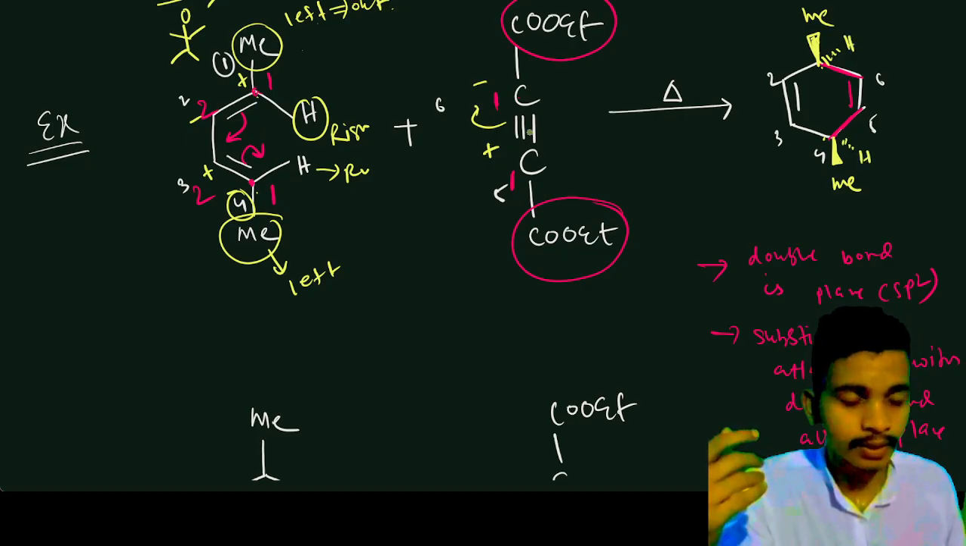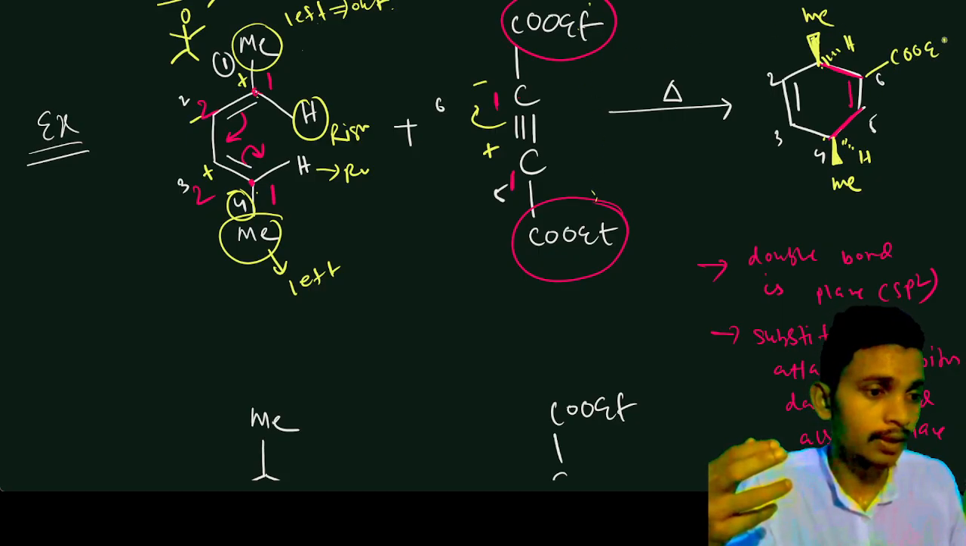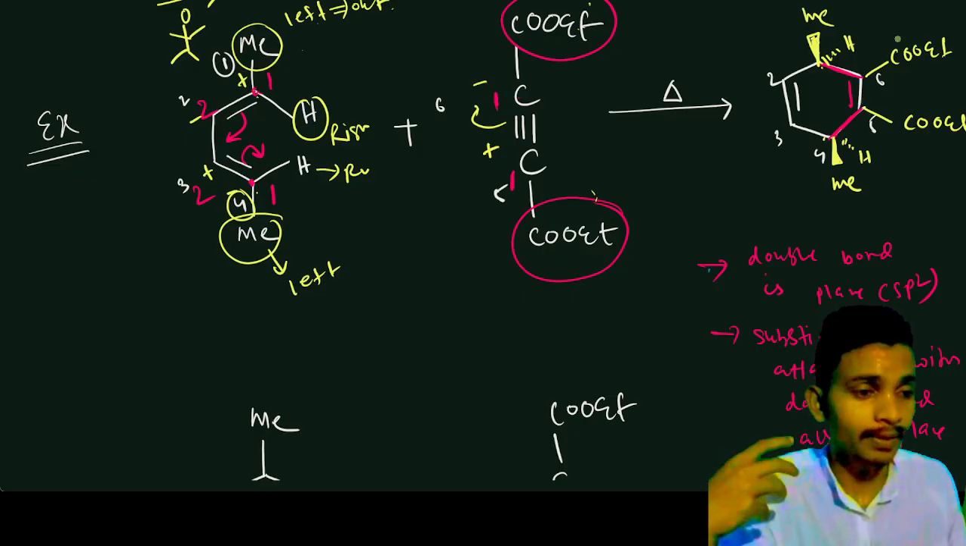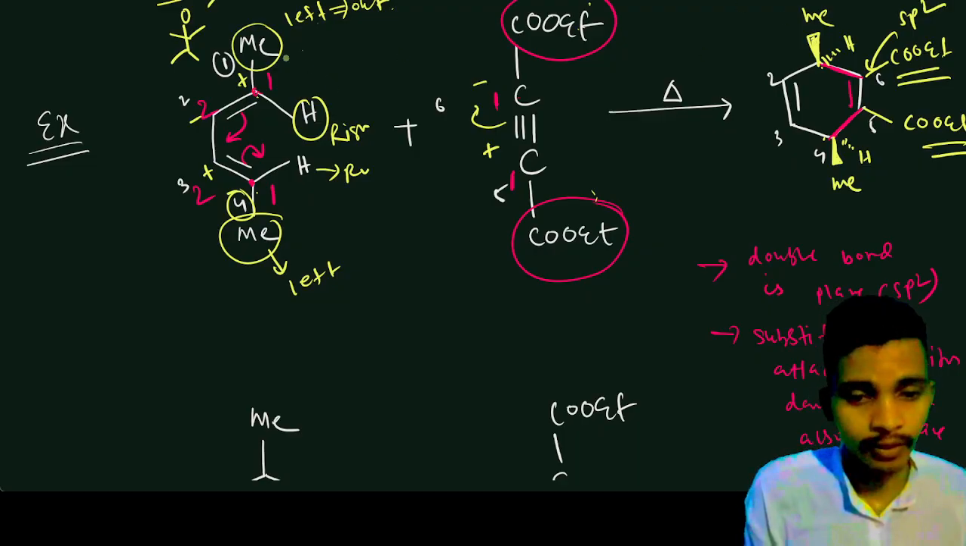Now, since this double bond is there, this substituent is also in the plane. It means that COO we will simply write like this, because it is on the double bond, and since this double bond is planar, because it is sp2 hybridized, this substituent is also in the plane. Okay, so this is the final product for this question.